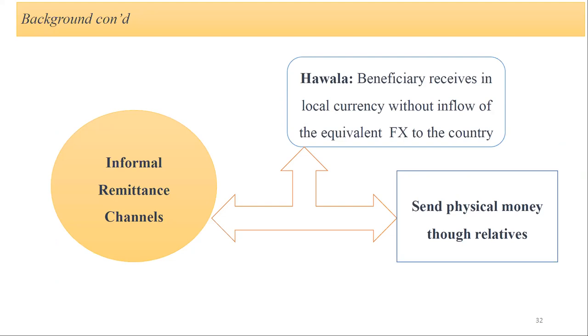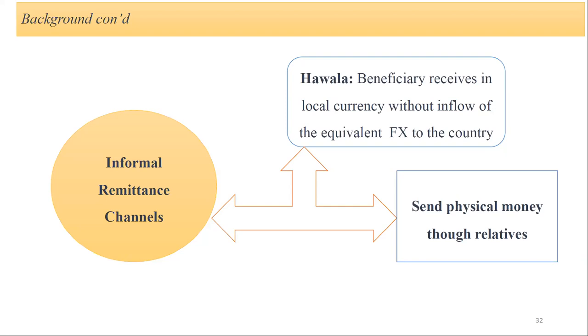So informal remittance in Ethiopia comes mainly through two channels. The first one is called Hawala, in which the beneficiary receives the local currency without inflow of the equivalent amount of FX. That means the Ethiopian immigrant living abroad will not send the FX to Ethiopia. Rather, there is a channel in which the receiver can access the equivalent amount of money in the local market without the actual sending of the forex to Ethiopia.